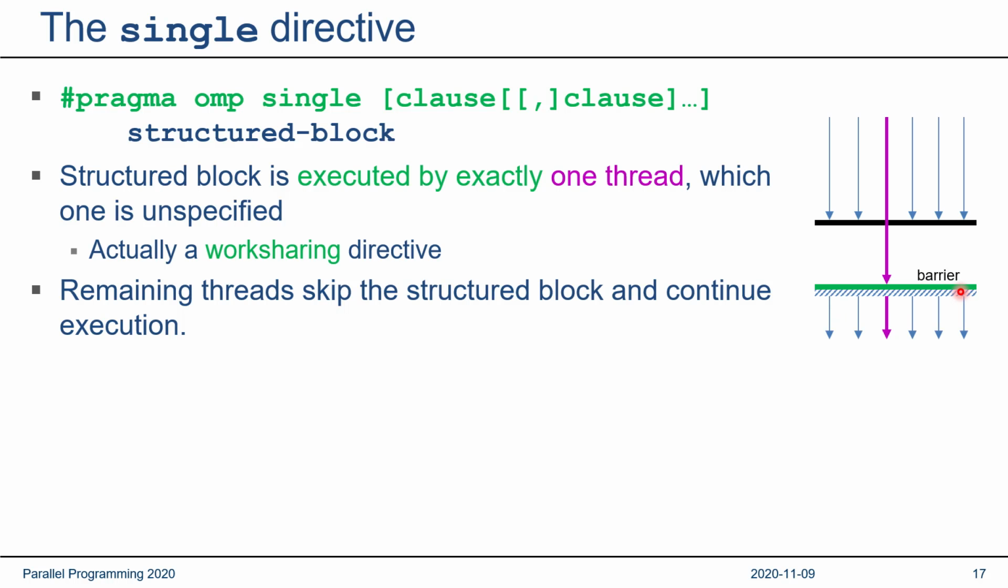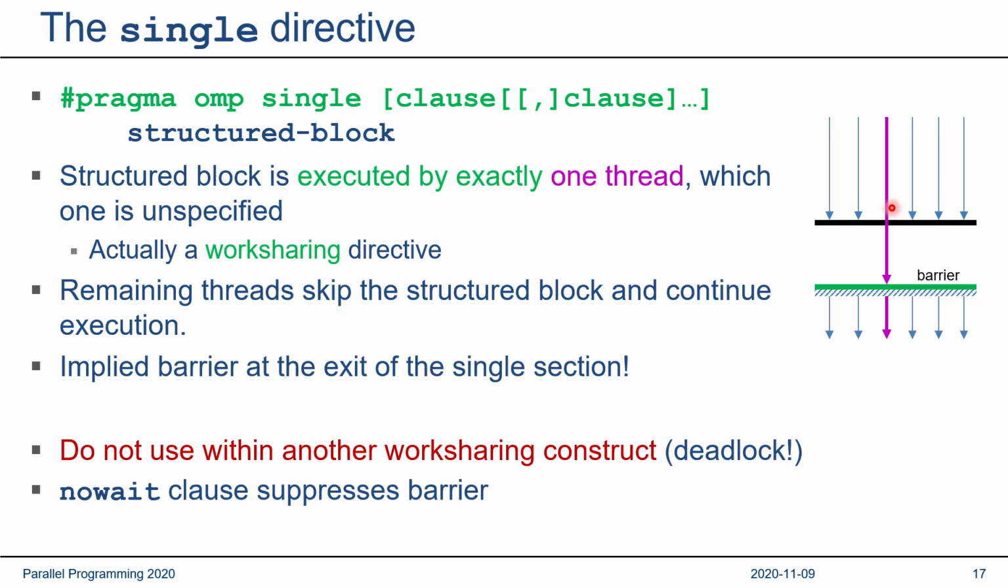Now, at the end of the single region, we have an implicit barrier. Everybody synchronizes. Actually, the single directive is not really a synchronization facility in OpenMP. It's actually a work sharing directive. The work is shared among a single thread. It might sound silly, but from the semantics and how it works together with other directives and clauses, it's actually a work sharing facility. So as I said, the remaining threads skip the block and continue execution. Remember that it's not determined which thread will execute the structured block.